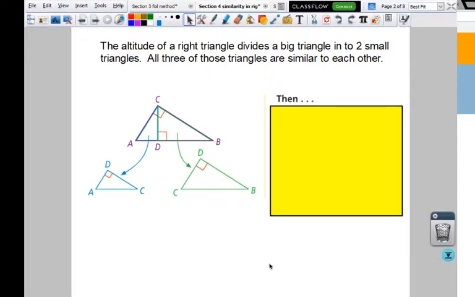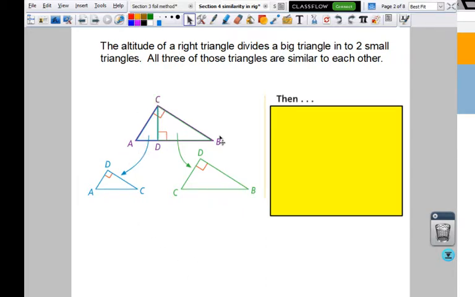Alright, so we're going to be looking at similarity in right triangles today. If I have a right triangle here, the altitude of a right triangle divides the big triangle into two small triangles. Remember altitude, you've got to think back a couple chapters. This green line right here is an altitude. So in this right triangle that's divided by the altitude, we have three triangles.